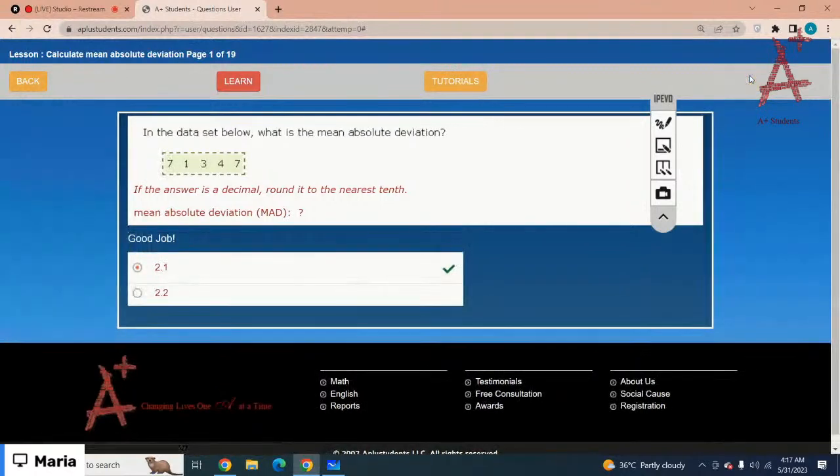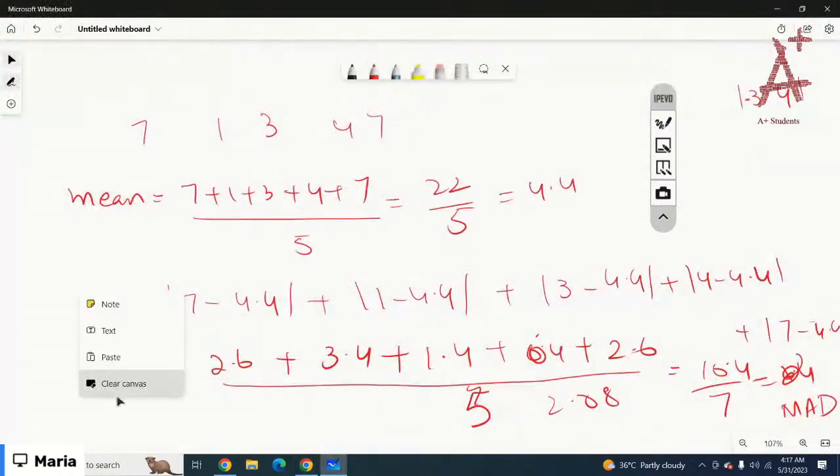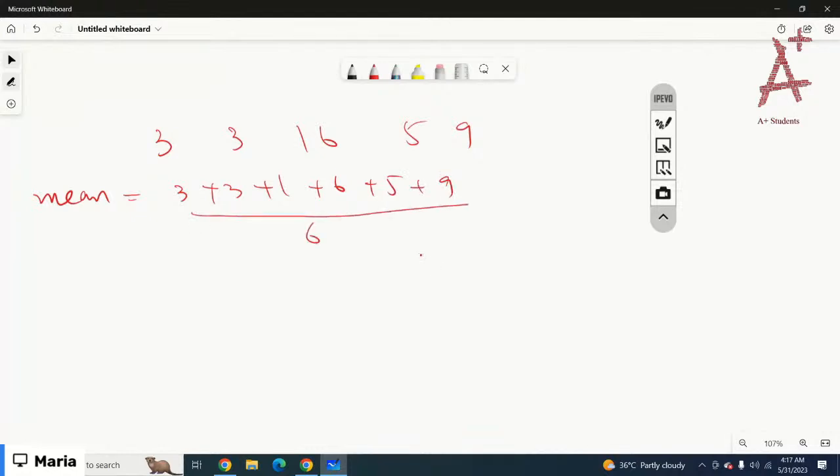Got it? Let's just do another example. 3, 3, 1, 6, 5, 9. Okay, let's just calculate the mean. 3 plus 3 plus 1 plus 6 plus 5 plus 9 divided by 6. Let me just add them. 3 plus 3 plus 1 plus 6 plus 5 plus 9. That would be 27.